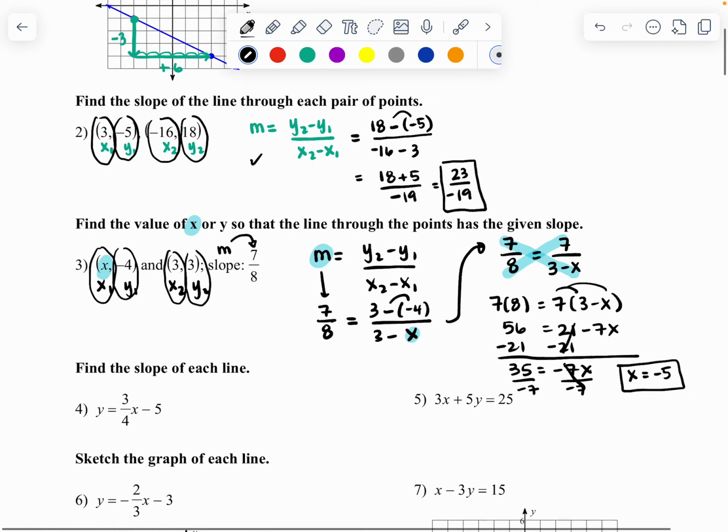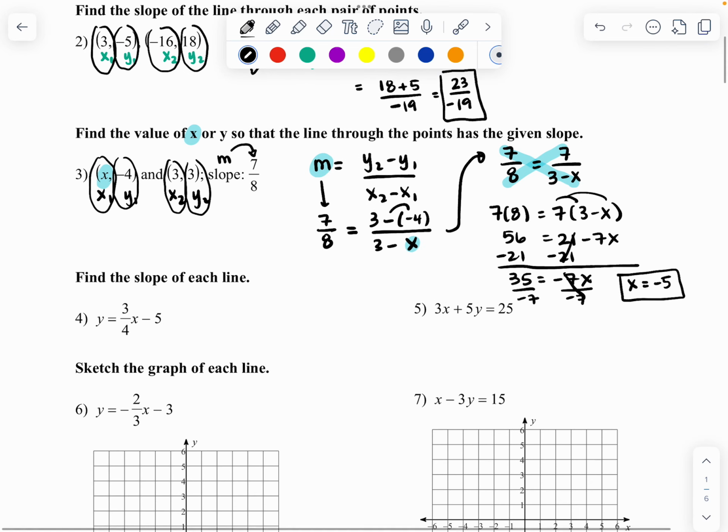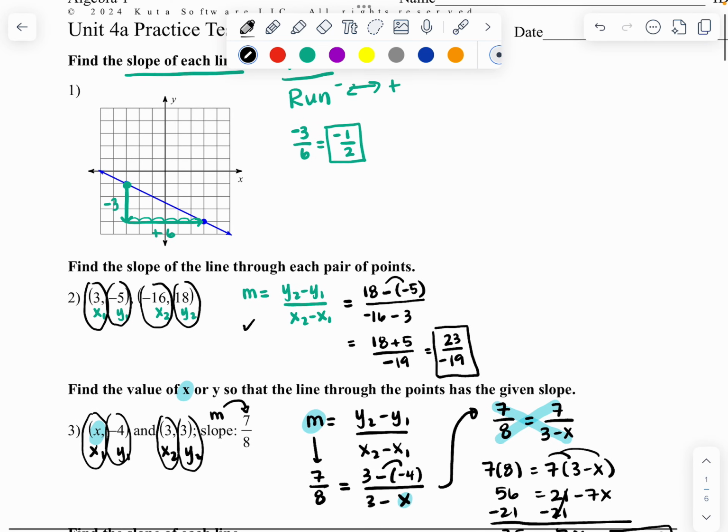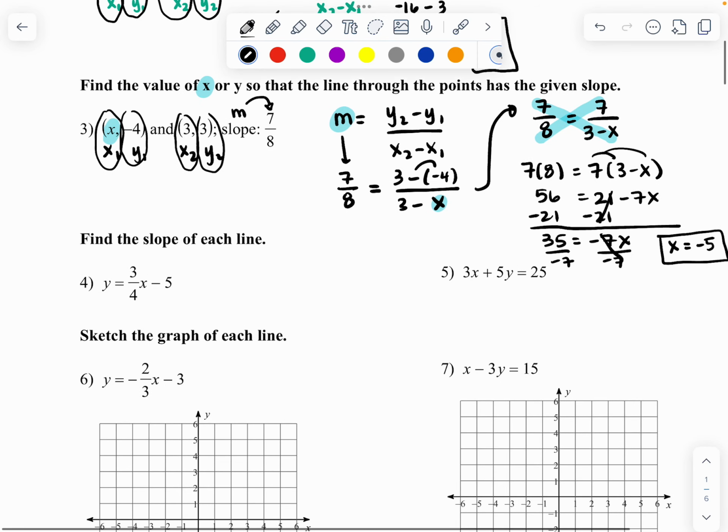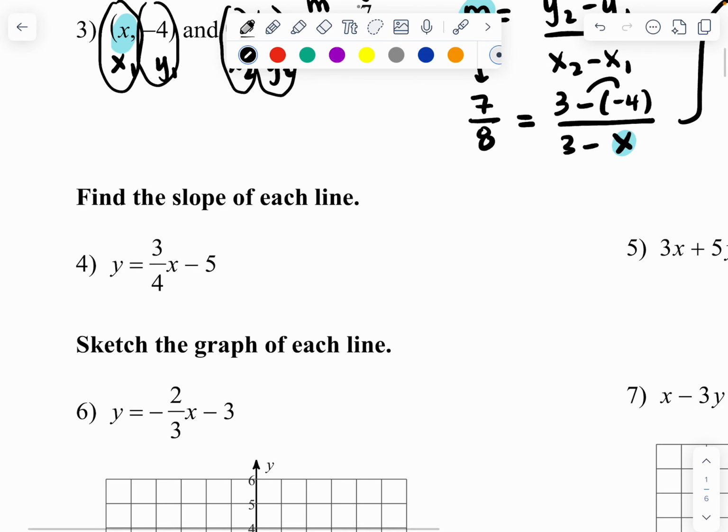All right, number 4, find the slope of each line. So we're still dealing with that slope. We have to be able to find a slope with a graph, slope with points, okay? Now, what about if they gave me the slope in an equation? I have to figure out which part is the slope. So what you have to remember here is this form right here, the slope-intercept form, y equals mx plus b. If it's in that form, then your slope is that m, that number in front of the x.